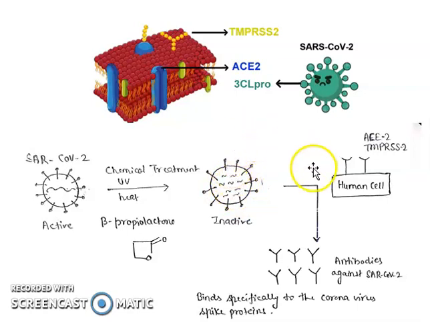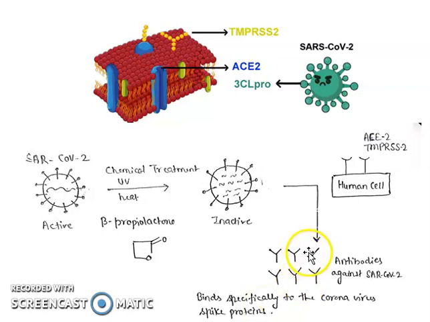But when it enters our body, this is the human cell, it will interact with these receptors on our cells like ACE2 or TMPRSS2, and our body will recognize it. Our body will recognize any foreign body that enters it and would produce antibodies against it. So these are the antibodies formed for SARS-CoV-2. These antibodies are specific for the coronavirus spike proteins.